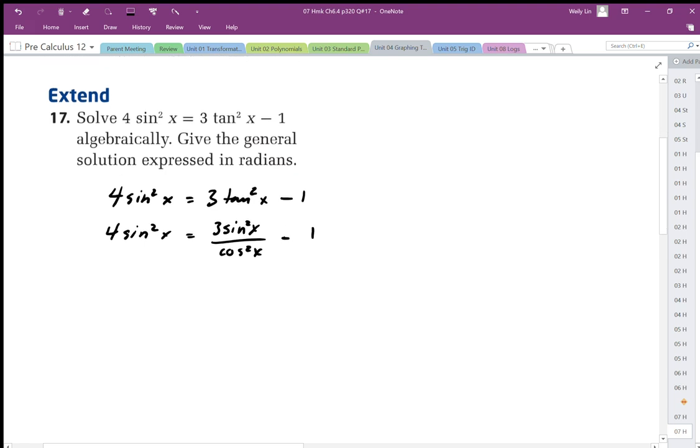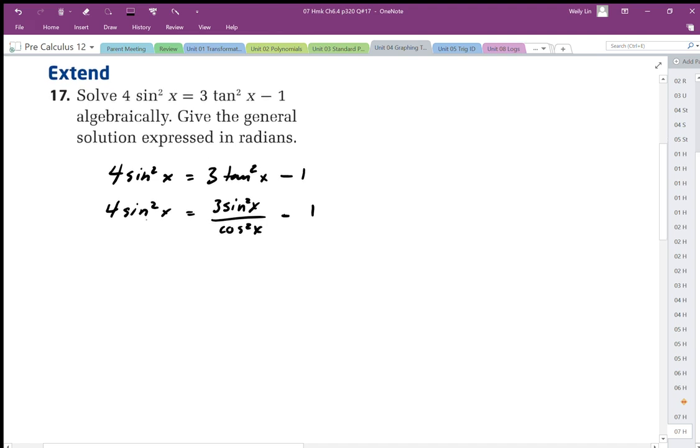And I'm going to multiply both sides. I'm going to get rid of that denominator there. And we're going to end up with 4 sine squared x cos squared x is equal to 3 sine squared x minus cos squared x.